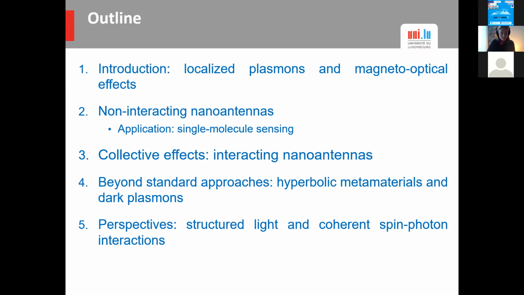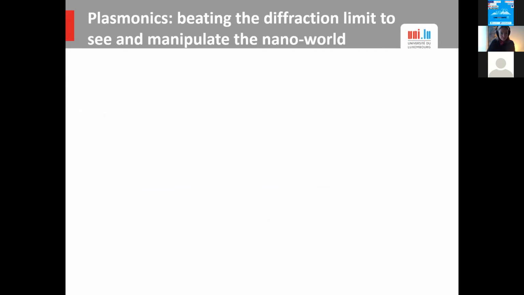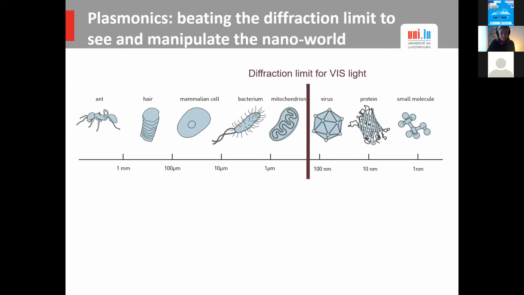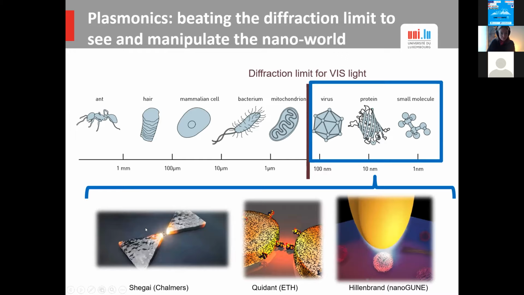So let's start with the plasmons. So just to give you an idea, plasmonics is a very powerful tool because, as you might know, if you think about a microscope, you cannot resolve objects that are smaller than half of the wavelength of the light you are using. So usually what you can do is to resolve objects that are like bacteria or mitochondria, and objects that are smaller like viruses, proteins, or even small molecules, you cannot resolve them with standard optical techniques. So plasmonics squeezes light in very deep sub wavelength volume, so you can resolve actually these objects and study structural information or do spectroscopy on very, very small objects.